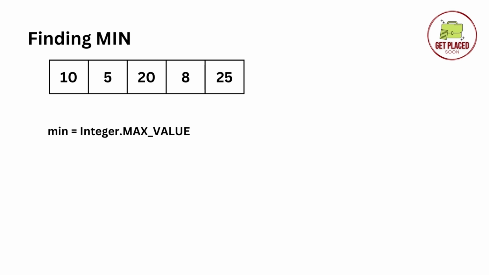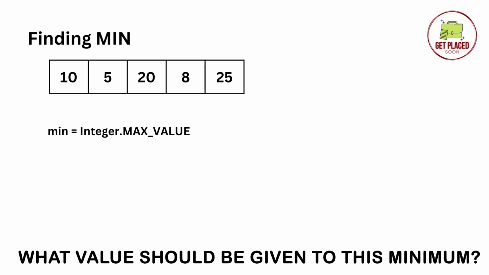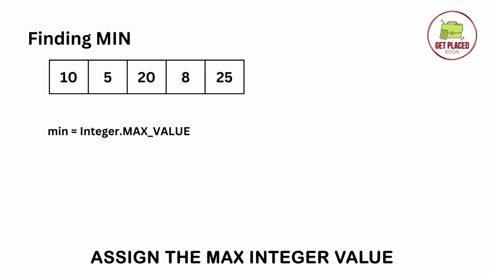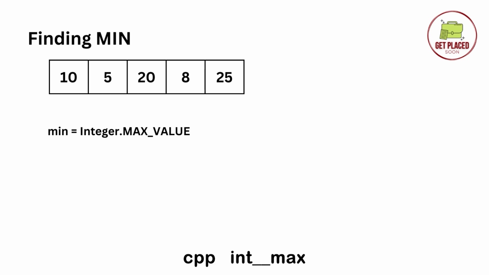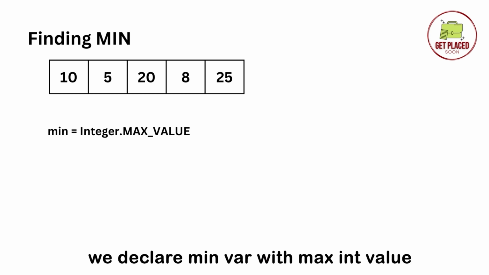Now, while initializing this minimum value, what value should be given to this minimum? We ensure that any value in the array will be smaller than minimum, right? Any value in the array will be smaller than minimum if we assign the maximum integer value to the minimum. And in Java, to declare the maximum integer value, we write Integer.MAX_VALUE in capitals. If you're coding in C++, write INT_MAX. Now, coming back to the problem, so we declare a minimum variable with the maximum integer.